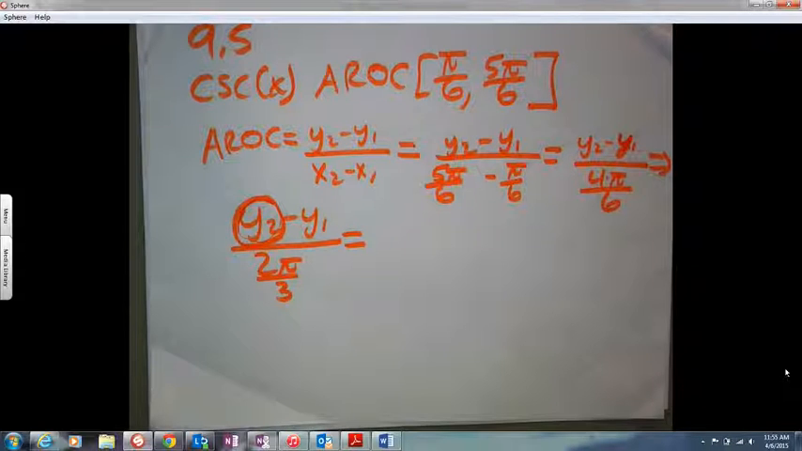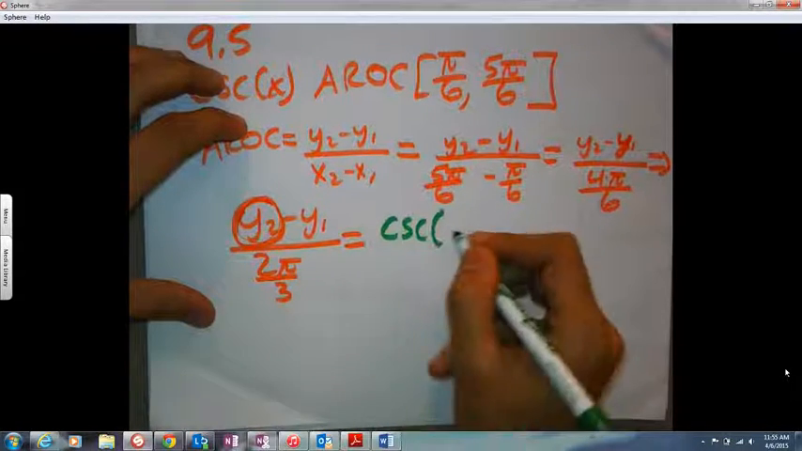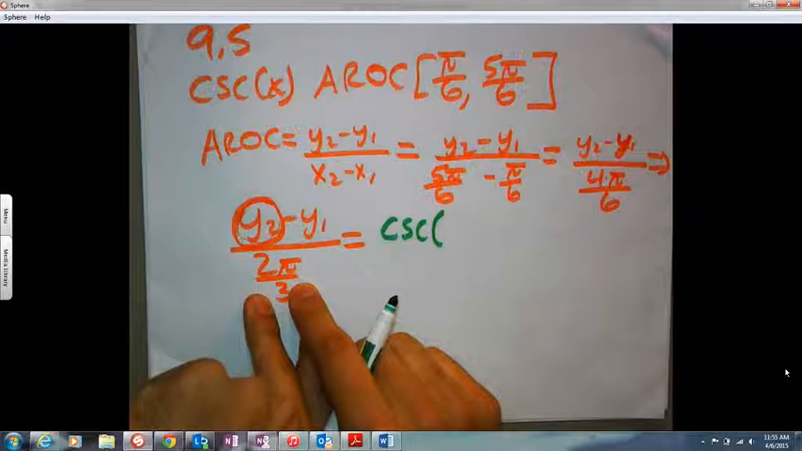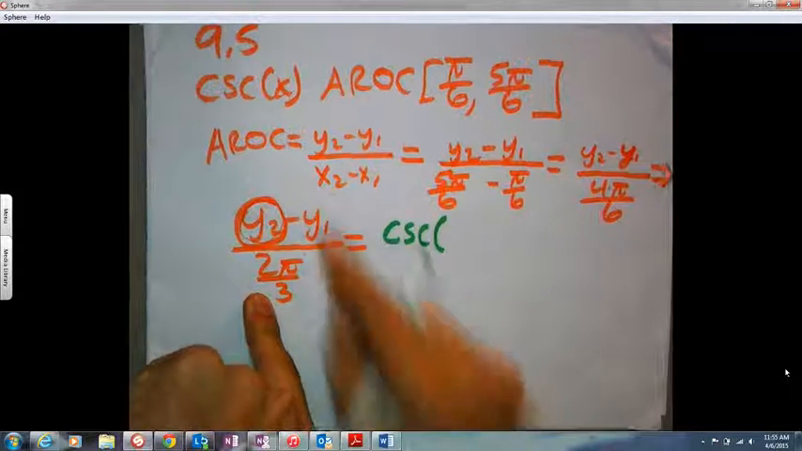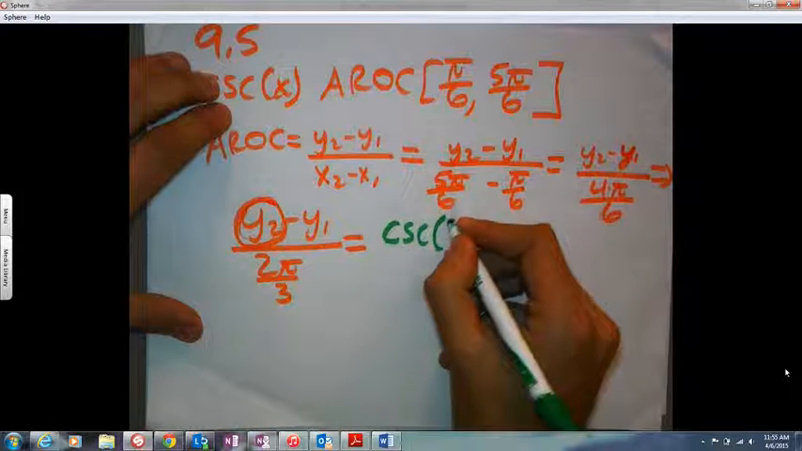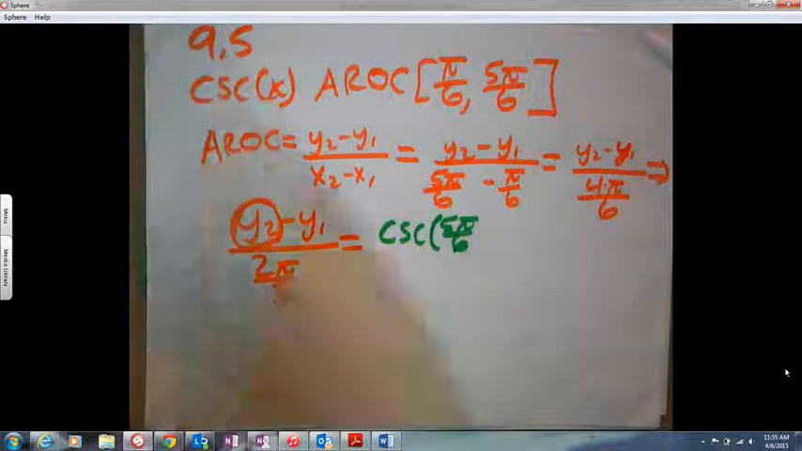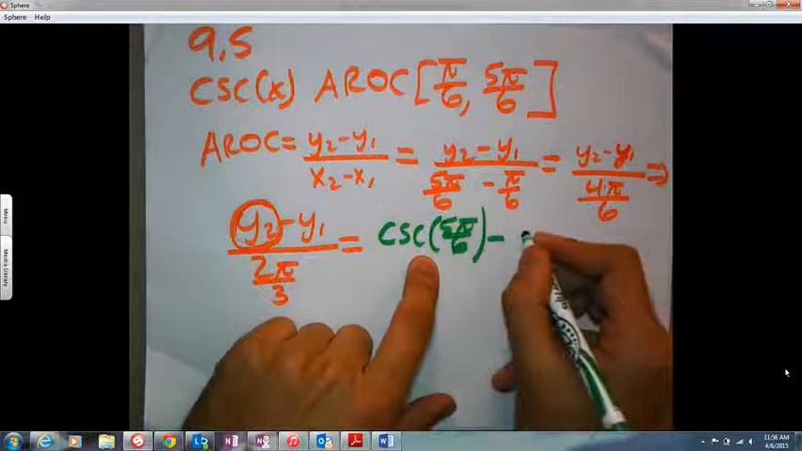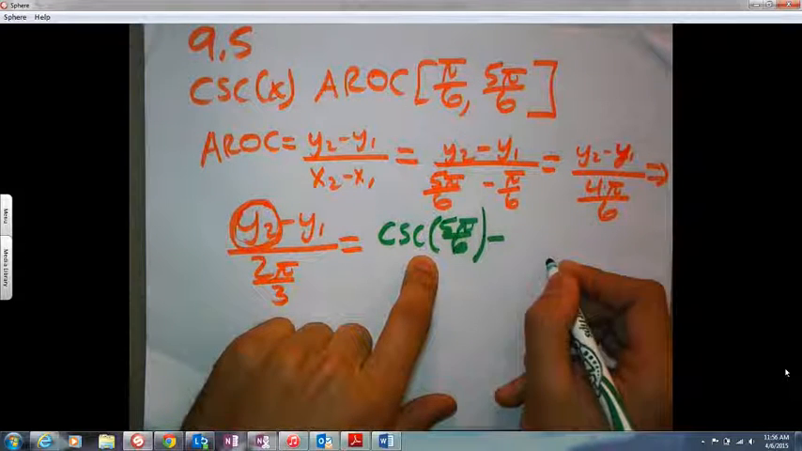Brianna, what am I trying to find? Cosecant of what, Brianna? One more time? No. Cosecant of what, Anthony? 5 pi over 6. You want y2. Y2 is cosecant of 5 pi over 6, because 5 pi over 6 is x2. Minus, so now what's going to come here, Omar? Next? Oh, cosecant of pi over 6. Yes.